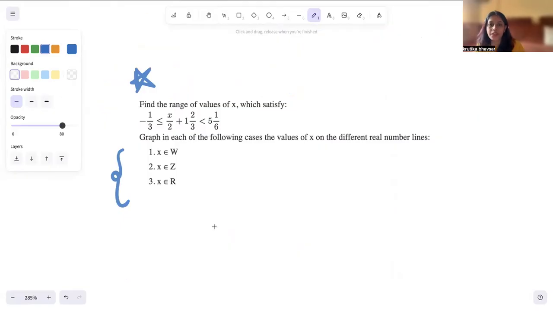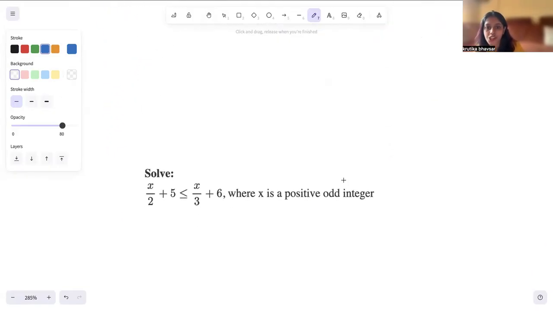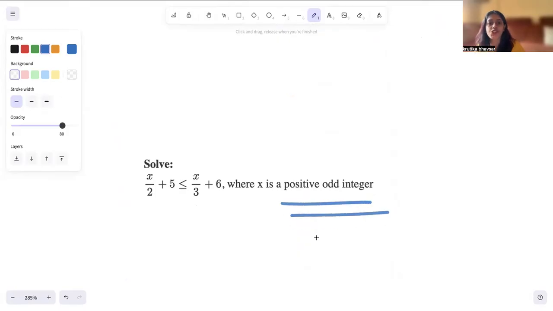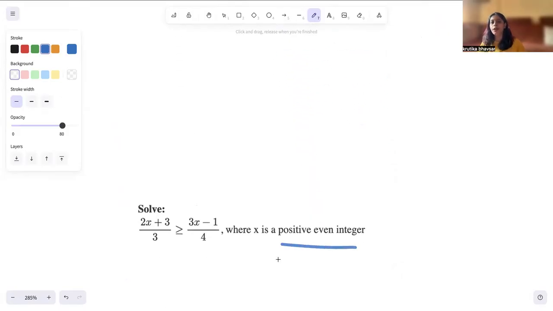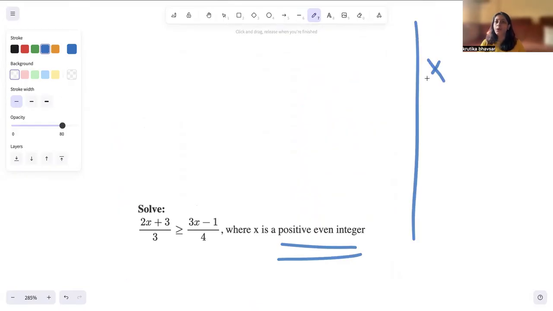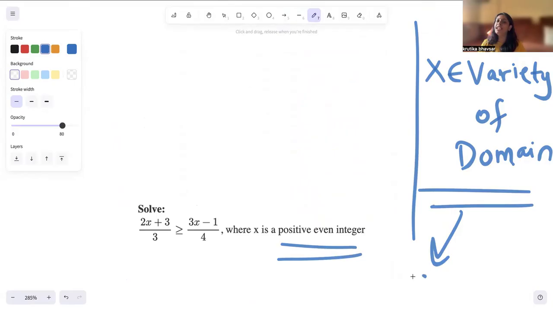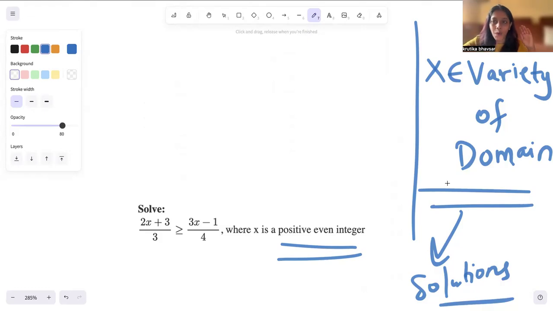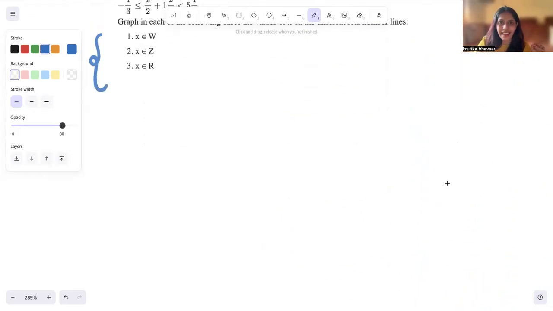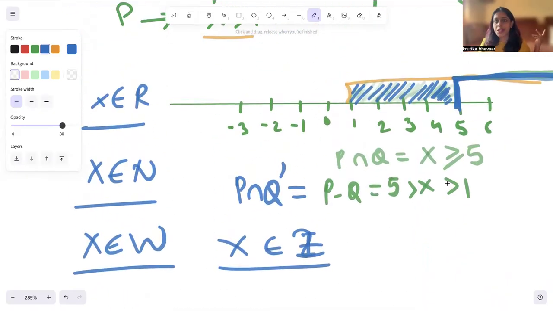And moreover, we're going to do some questions which are about positive odd integers and some questions which are about even integers. So we are actually going to cover X belonging to a variety of domains. And it is super important to understand how domain plays an important role for different types of solutions. So these are the questions that we're going to begin in the next session. And I hope you guys are already ready for it. And just go through the questions one more time.